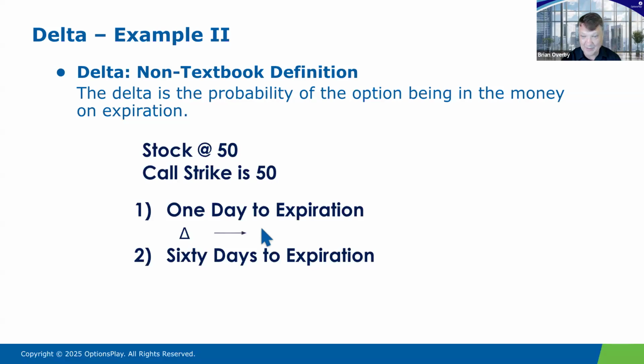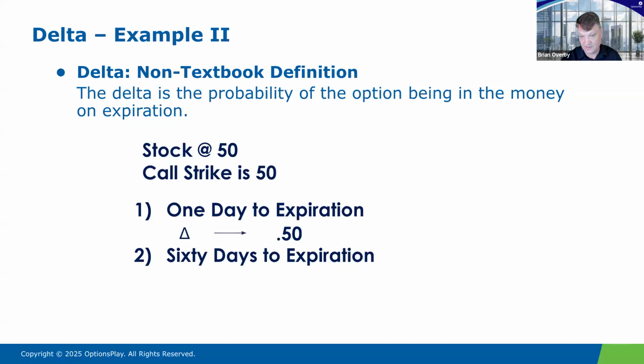Now we have 1 day remaining to expiration. What's the delta? Well, I gave it away. The delta's 50. As a matter of fact, you can't get more 50 delta than this moment. The stock is 50, the strike is 50, it's 1 day remaining to expiration. If the stock ticks up 1 cent, it's in the money. If it ticks down 1 cent, it's out of the money. You have the most 50-50 situation that you can come up with. So, at that point in time, the delta is going to be 50.